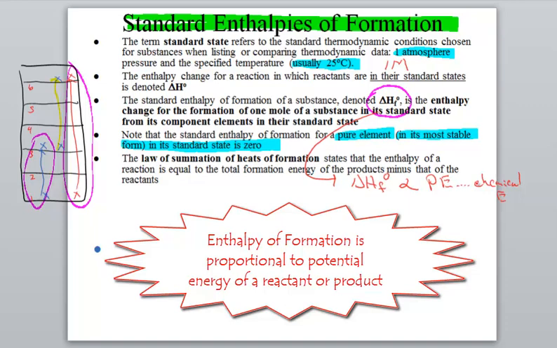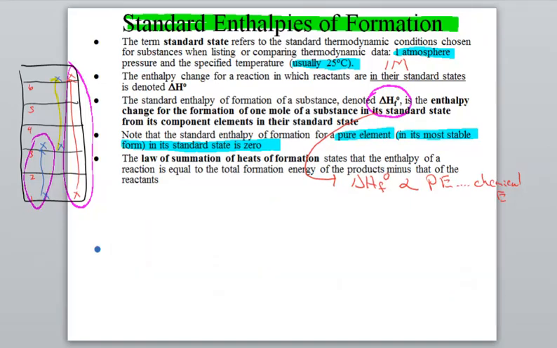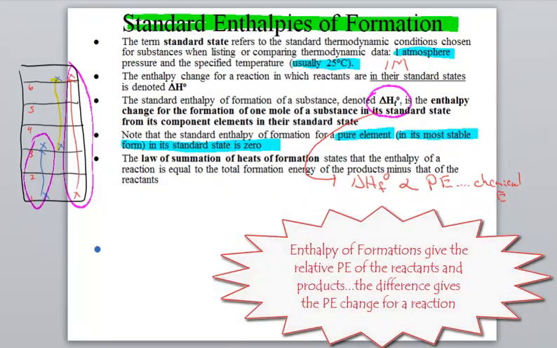So, how are we going to use this in some problems? You'll look at a chemical reaction and you can tell what all the reactants and products are. For each reactant and for each product, you'll look up their delta H of formation, and that basically gives you the relative potential energy, the relative chemical energy of each one. Once you have that, you can see what's all the potential energy of your reactants and what's all the potential energy of your products. You can add those together. That difference gives you the net energy change for a reaction.